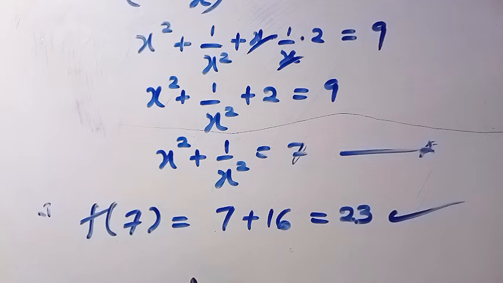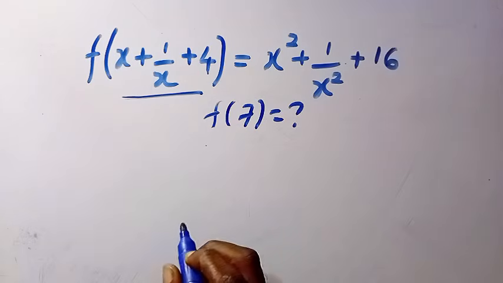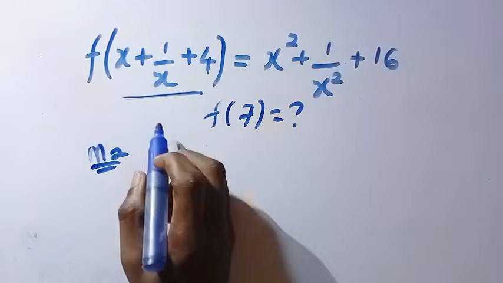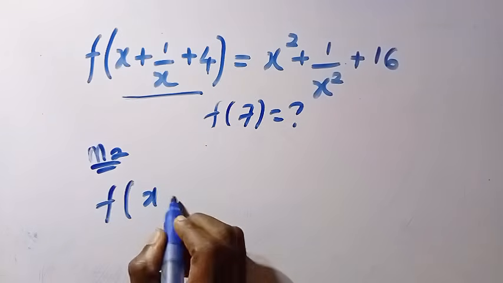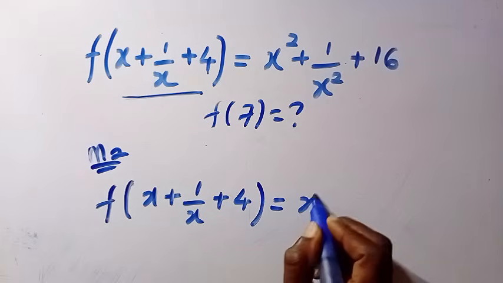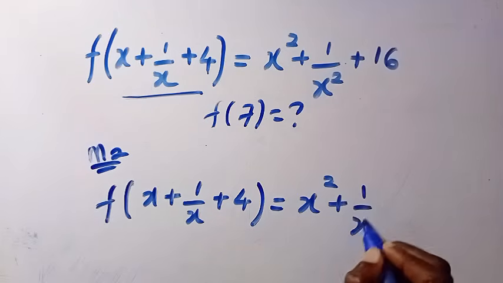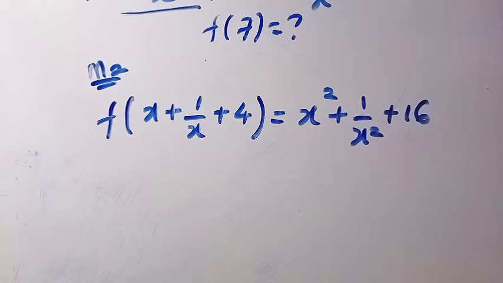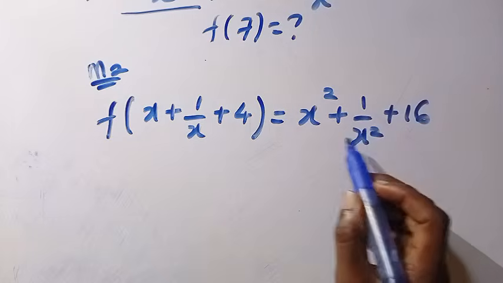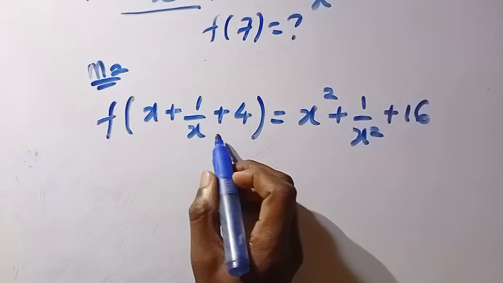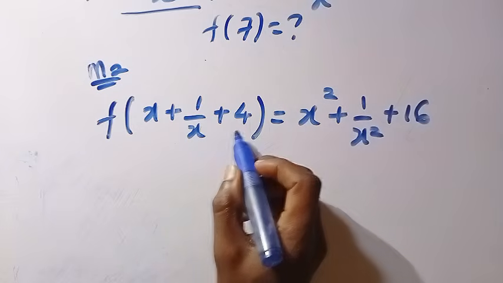Let's see how we can solve this using the second method. We have method 2. Looking at the first question, we have f of (x plus 1 over x plus 4) equals x squared plus 1 over x squared plus 16. Then let's try to manipulate this. I want the right hand side, x squared plus 1 over x squared plus 16, to resemble this domain. The domain is x plus 1 over x plus 4.